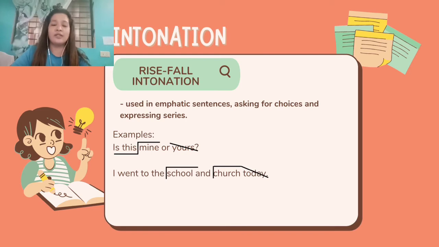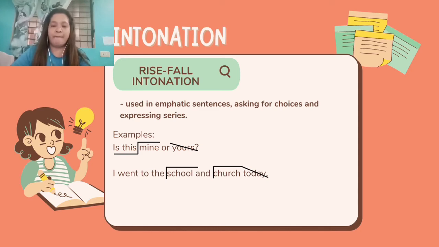Another example is, I went to school and church today. I went to school. School is the rising intonation. I went to school and church today. Today is the falling intonation. That's why we call this rise and fall intonation.